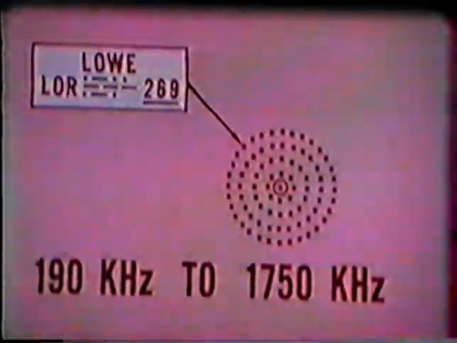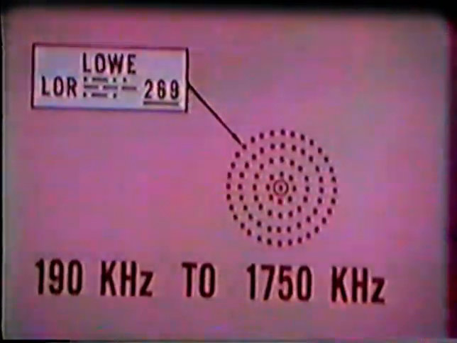Now, how much have we learned about ADF? We know that ADF depends for its operation on a loop antenna, which, because of its highly directional characteristics, can seek and point to a radio beacon. There are many radio beacons which can be used with ADF. Any transmitter which broadcasts in the frequencies between 190 and 1750 kilohertz can be used.